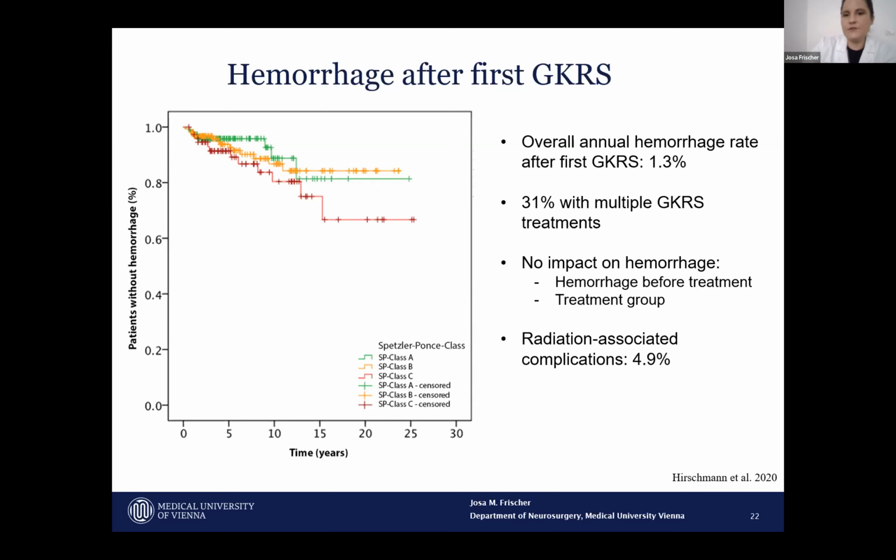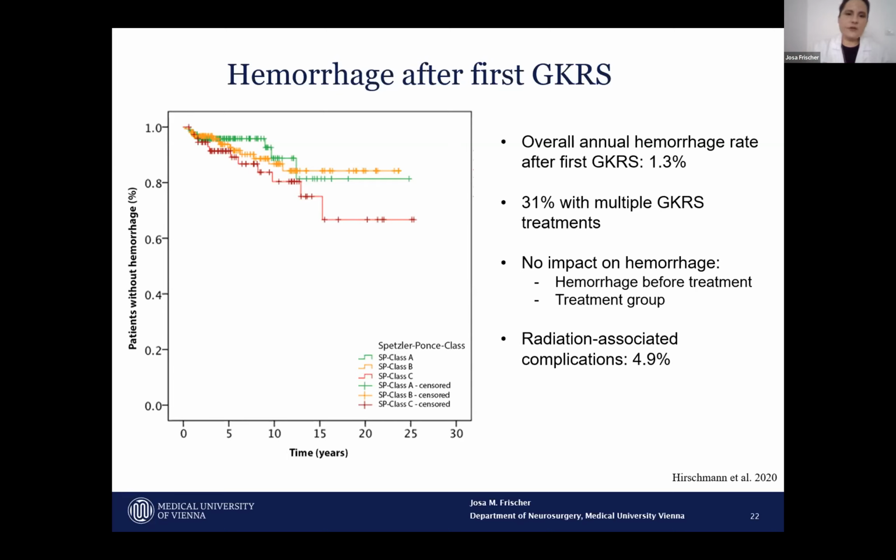And obviously our patient group here of 400 brain AVM patients, as I showed you before, also includes complex cases. So there were actually a third of our patients who needed multiple radiosurgical treatments. It was very interesting that there was really no impact on the hemorrhage rate after the radiosurgical treatment, meaning the treatment group, or if there was a hemorrhage actually before the treatment.